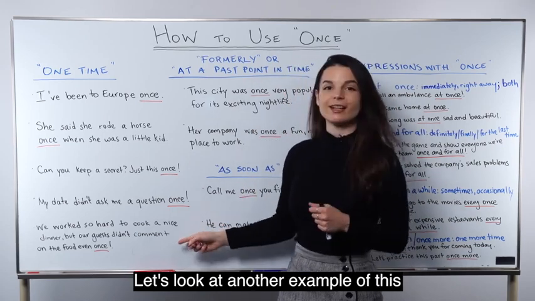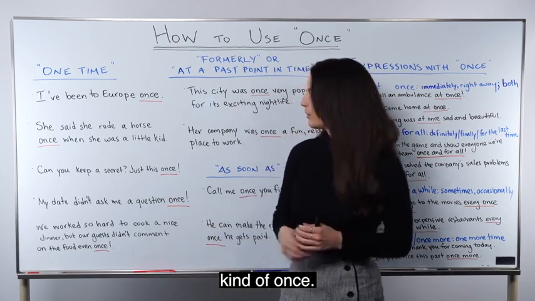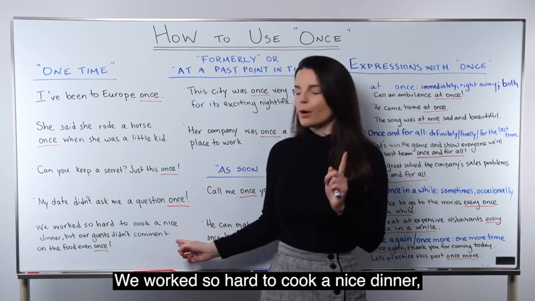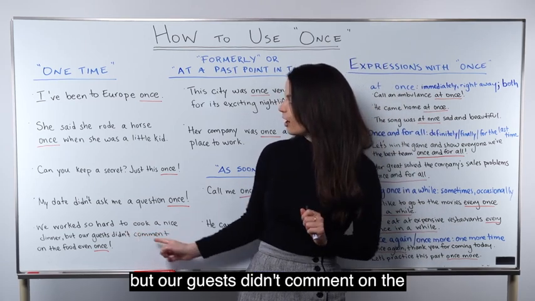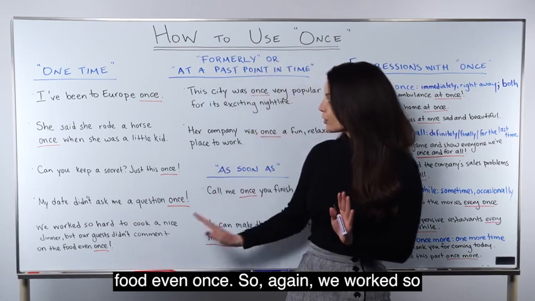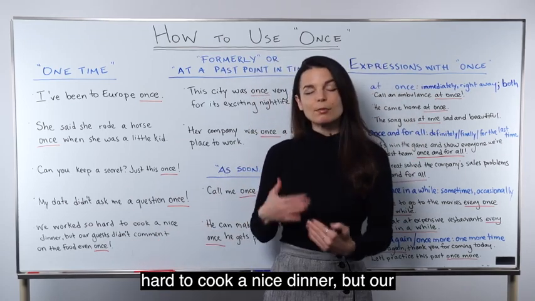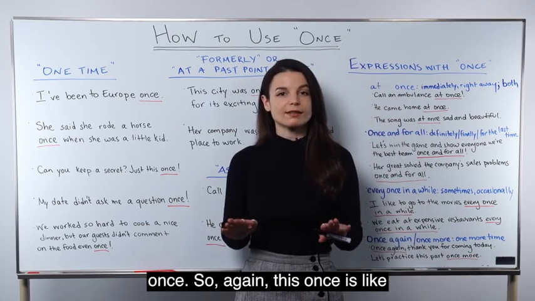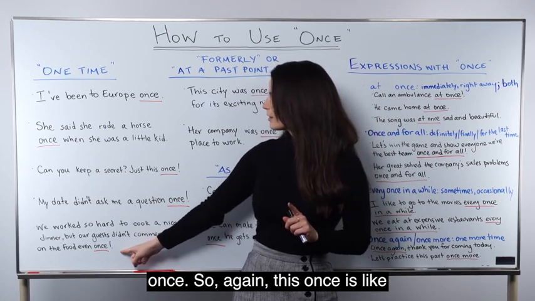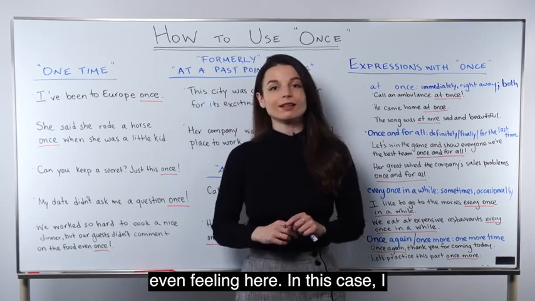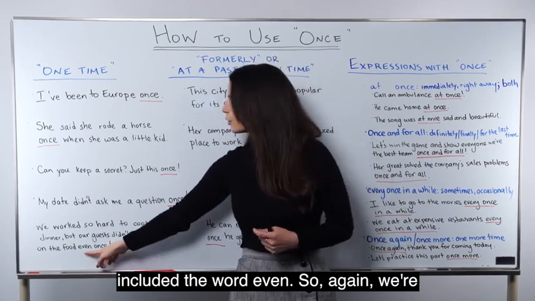Let's look at another example of this kind of once. We worked so hard to cook a nice dinner, but our guests didn't comment on the food even once. So again, this once is like saying one time. And again, we have this even feeling here. In this case, I included the word even.